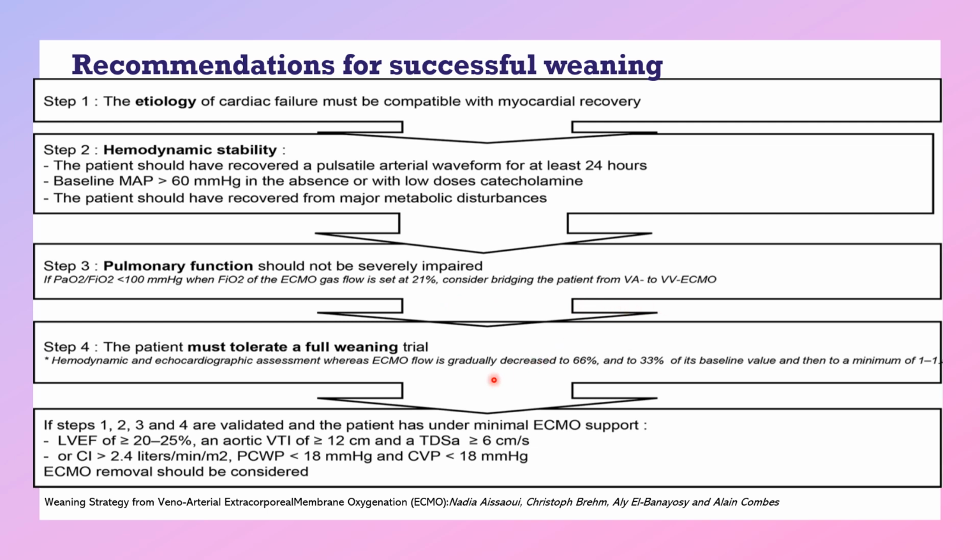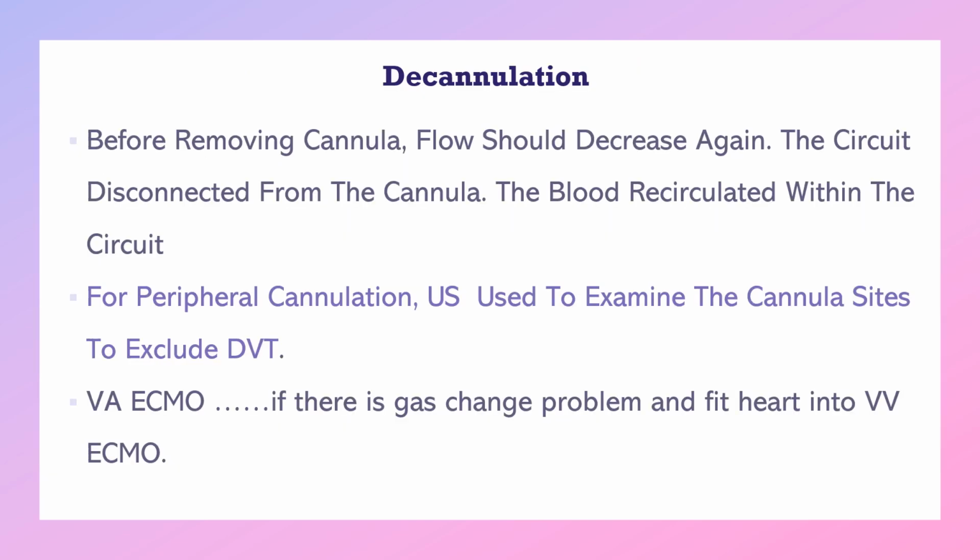For this step, the patient should tolerate all weaning trials, and if any of these trials fail, like left ventricle and right ventricle distension, or the patient didn't fulfill the echo criteria mentioned in the previous lecture, this is considered weaning failure and we return to full flow. If the patient fulfills all of these criteria, we can go for ECMO removal.